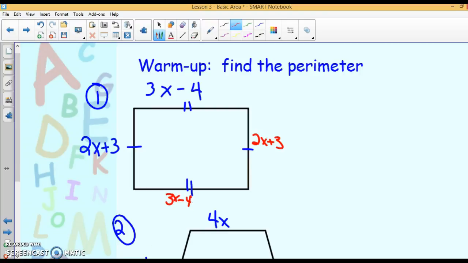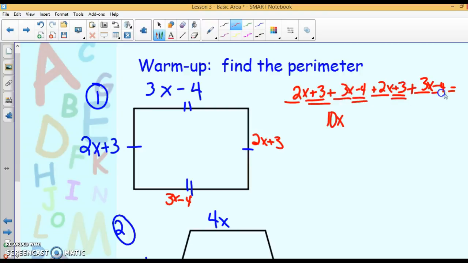So you can do this problem one of two ways. You could just add up all the sides. So 2x plus 3 plus 3x minus 4 plus 2x plus 3 plus 3x minus 4. That's your perimeter. Combine like terms. That'll be 10x. 3, negative 4, 3, negative 4. That'll be minus 2, because you'll have positive 6 minus 8. That's your perimeter. And that's it.